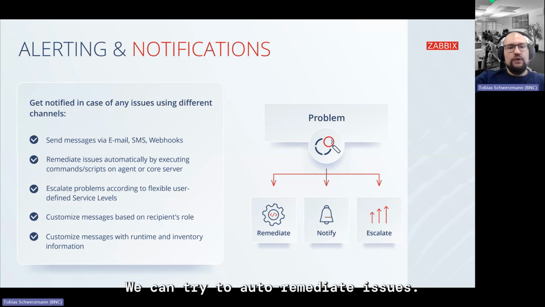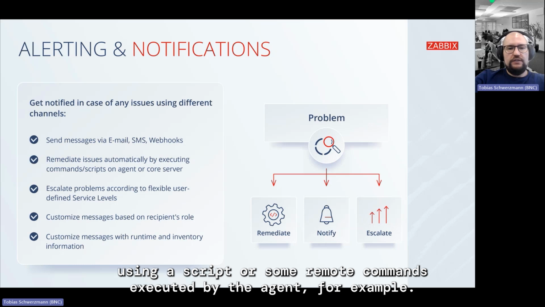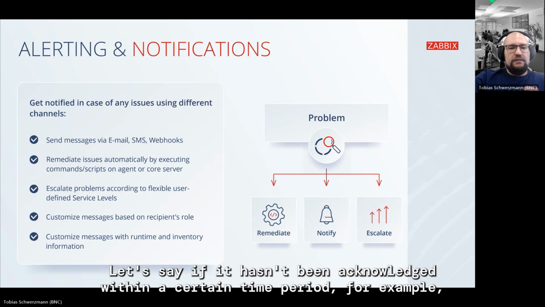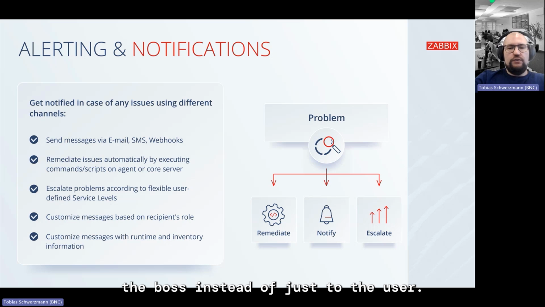We can try to auto-remediate issues. So for example, if a service goes down, we can try to restart the service using a script or some remote commands executed by the agent, for example. We can try to escalate the problem. So let's say if it hasn't been acknowledged within a certain time period, we can say, okay, now I want to send a message to the boss instead of just to the user.